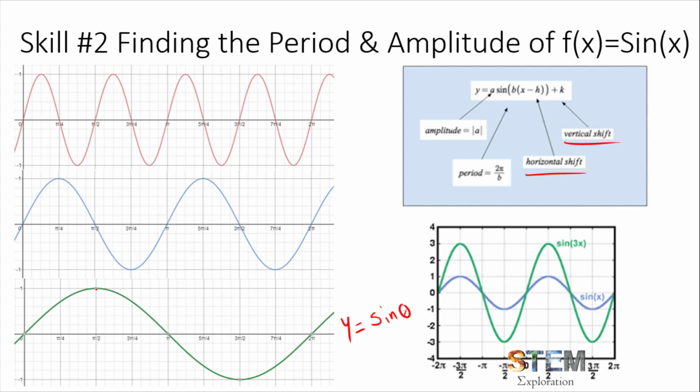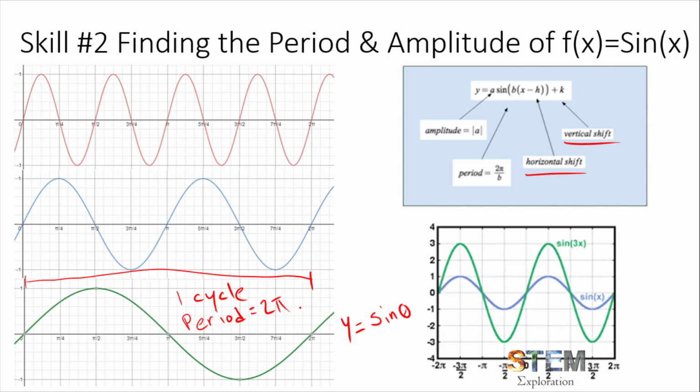All right, so at 0 degrees, it's 0. At pi over 2 or 90 degrees, it's 1. At 180 degrees or pi, it's 0. At 270 degrees or 3 pi over 2, it's negative 1. And at 2 pi, it is equal to 0. And what you're going to notice is that from 0 to 2 pi, you have one cycle. And whenever we're trying to determine the period of a function, we can see that there is one cycle from 0 to 2 pi. So the period is equal to 2 pi.